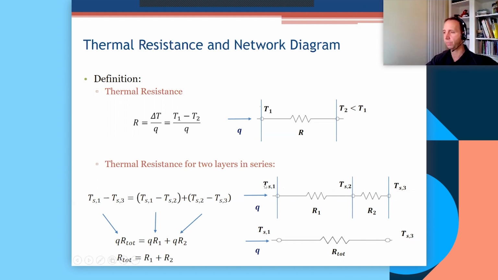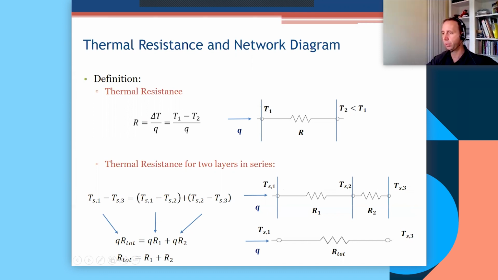How can we get a formula for the resistance of this multi-layer wall? Quite simply, you start from an exact equality, Ts1 minus Ts3. So you note that I referred back to the notation used in the formula sheets that's provided to you. Ts1 is the temperature of the surface of the first layer, Ts2 is at the interface between the two, and Ts3 is the third. So Ts1 minus Ts3 is exactly equal to Ts1 minus Ts2 plus Ts2 minus Ts3, because the minus Ts2 plus Ts2 cancel out.